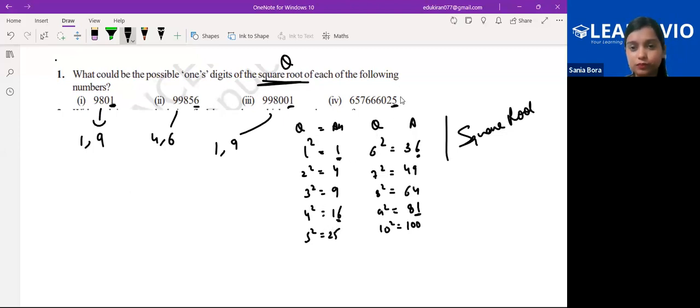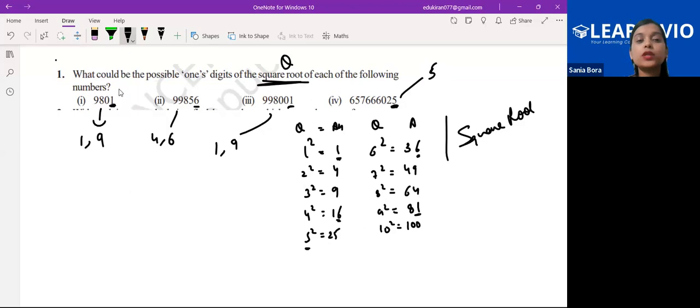So what will be? Not 25 only. 25, 5. So it'll be 5. 25 is a? 5 square. Yes, so the answer would be 5. Clear?